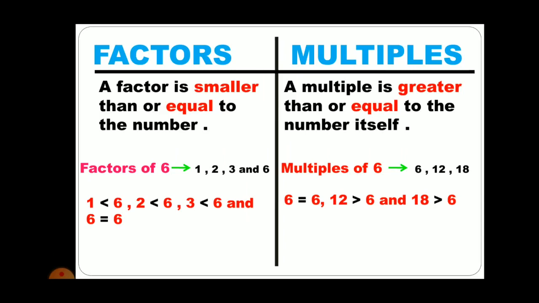Here, 1 is smaller than 6, 2 is smaller than 6, 3 is also smaller than 6 and 6 is equal to 6. So, a factor is smaller than or equal to the number. Now, first point, multiples. A multiple is greater than or equal to the number itself. For example, multiples of 6 are 6, 12, 18 and so on. So, 6 is equal to 6, 12 is greater than 6, 18 is also greater than 6. So, we can say a multiple is greater than or equal to the number itself.